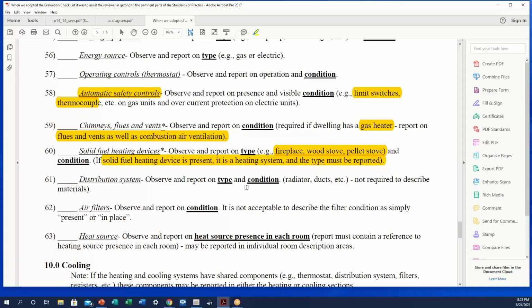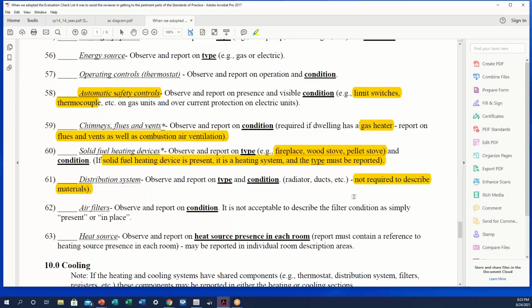Distribution system. Radiator, ducts, not required to describe material. Wow. We used to have to say flex duct or metal ductwork. Well, you can't say it because it's usually enclosed in a space you can't see anyway. But distribution system is your ductwork system. Now, if you have an older house where the ductwork is under the floor, can you view the underfloor ductwork system? You can't. So if there's a crawl space, I should say something about it, and about the distribution system that's in the space.